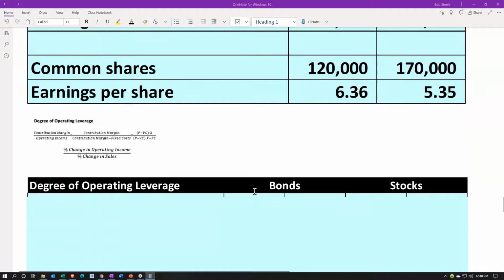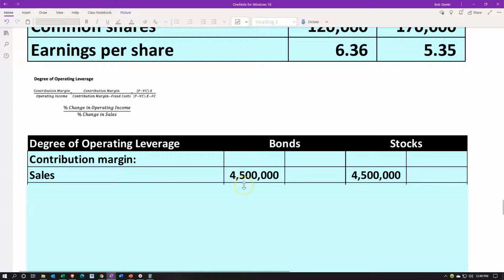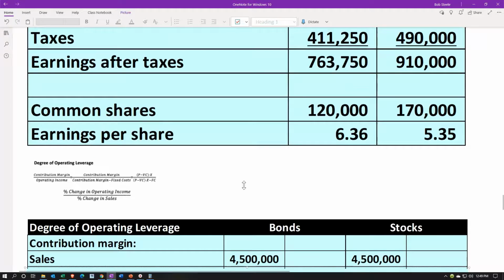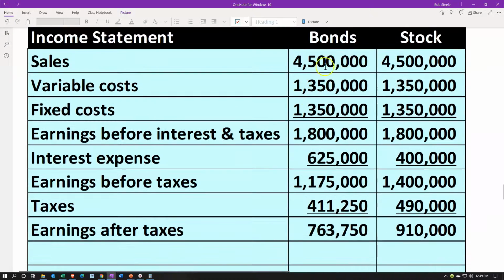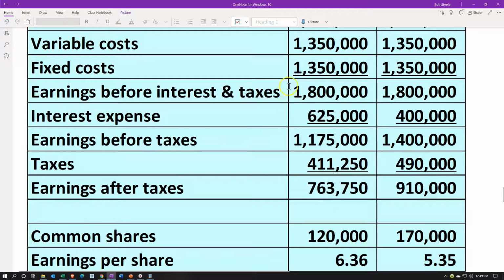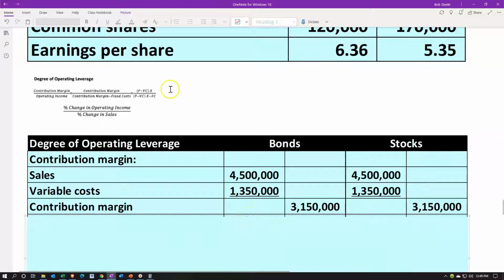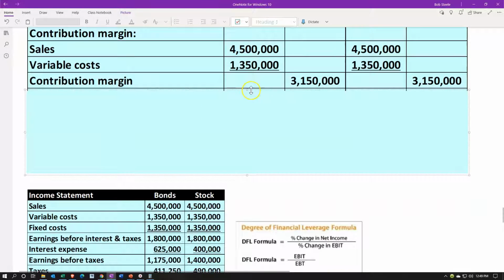Now let's take a look at our degree of operating leverage and our leverage calculations for both options, being the bonds and the stocks. So the degree of operating leverage, measuring the leverage related to the fixed costs, is going to be the contribution margin, which is now the sales number up top, which is the same for both companies, and the variable costs, which is the same for both companies. And that's going to give us then our contribution margin, the numerator of our degree of operating leverage calculation.